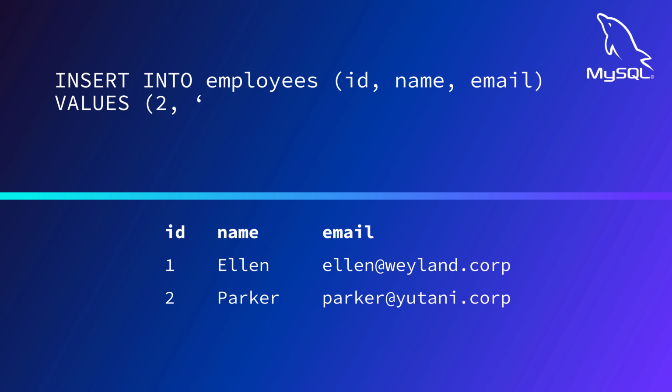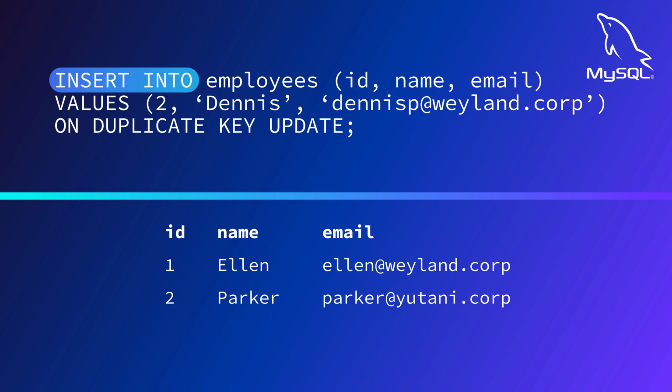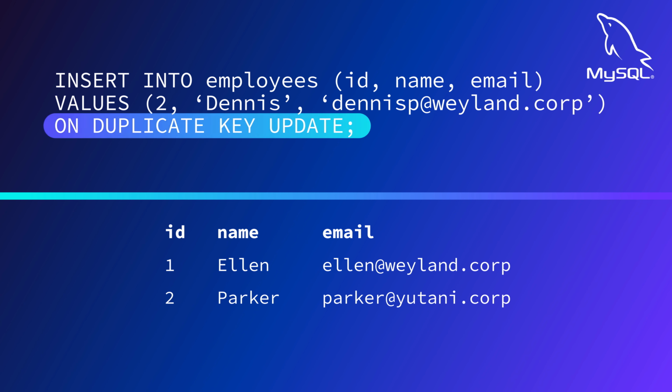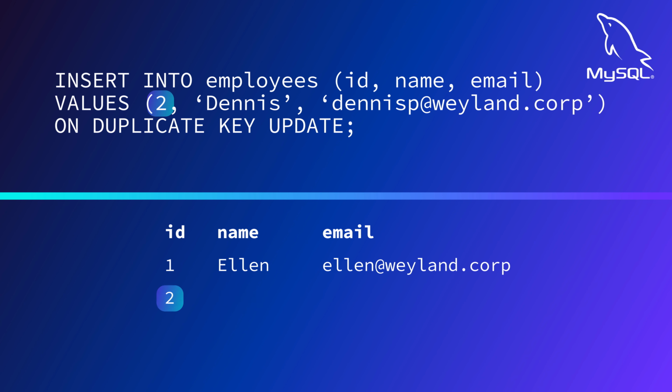In MySQL databases, there is no upsert command. Instead, we have to run an insert statement with instructions at the end to specify what the database should do if it encounters a duplicate key. In other words, if the primary key value already exists in the database.